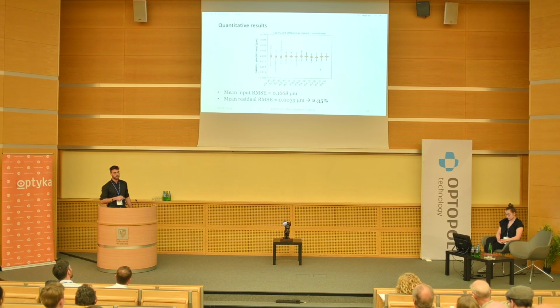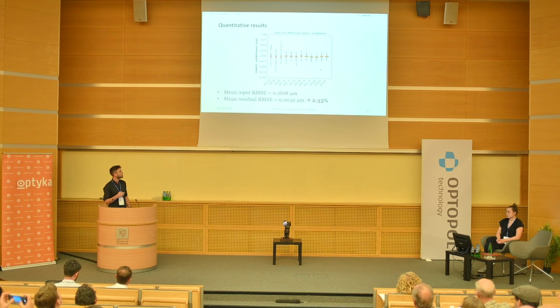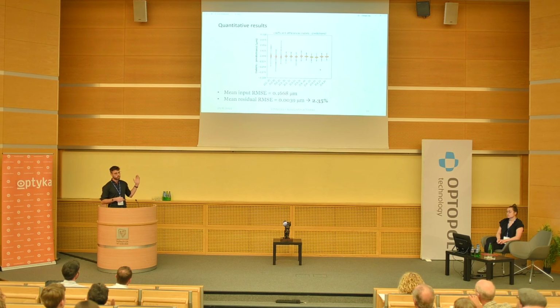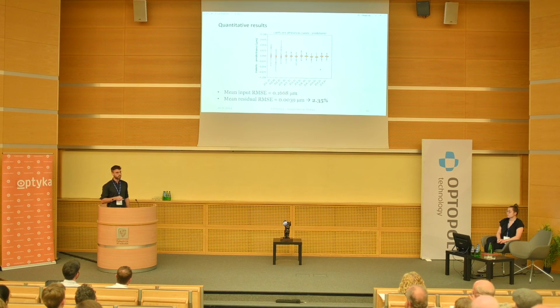So here you see the difference between the prediction of the model and the input coefficient labels. And we can see the scale, so it's 0.1 micrometer. And if we discount some outliers, it's very close to 0. And in fact, the mean input RMSE was 0.16 approximately. And the mean residual RMSE, so after the model prediction, is 0.0039. So it's only 2.5% approximately left as an error.